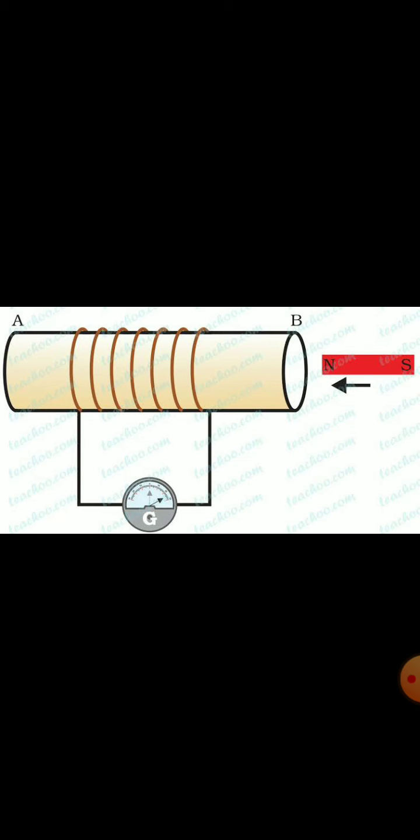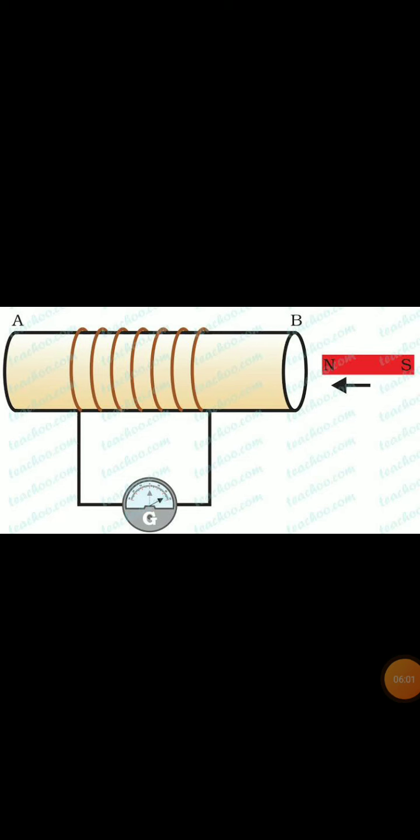So what do we have to do? We have to take this bar magnet and move its north pole towards the end of the coil. Which end? B. As shown in the figure, we have to move this north pole of the magnet towards the B end of the coil. Do you see any change in the galvanometer? Does it deflect?